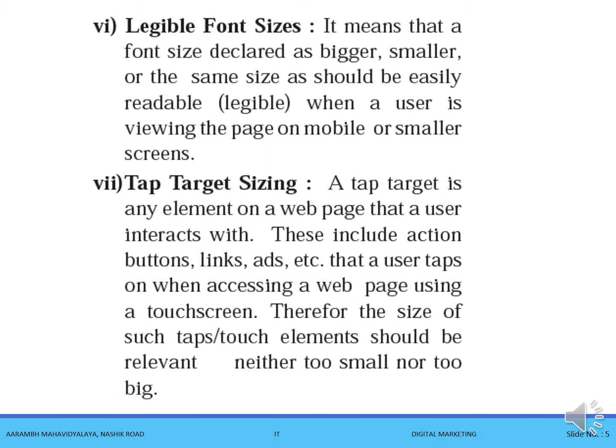Generally, while surfing, if there is any ad, we just click on that ad and see the content of the specific ad if it is related to our search. But if it is not related to what we are searching for, then we avoid that ad. Therefore, the size of the tap targets or touch elements should be appropriate. It should not be too small or too big.